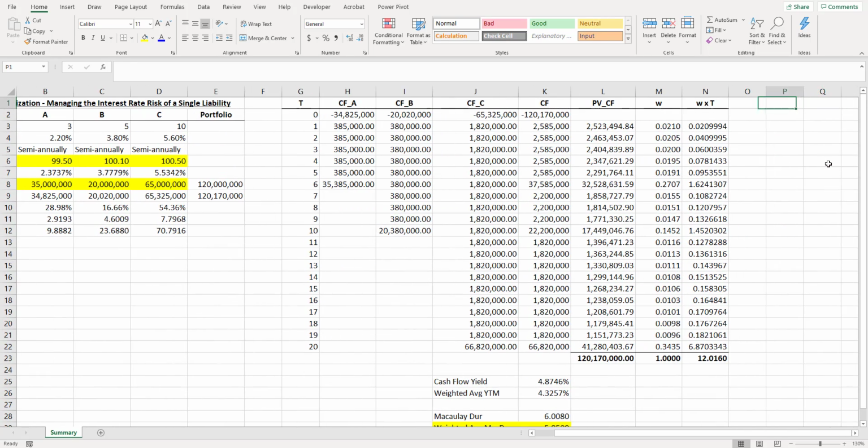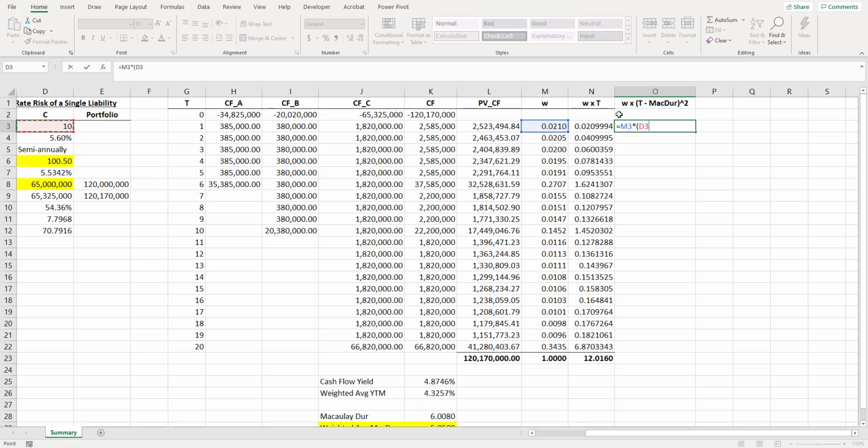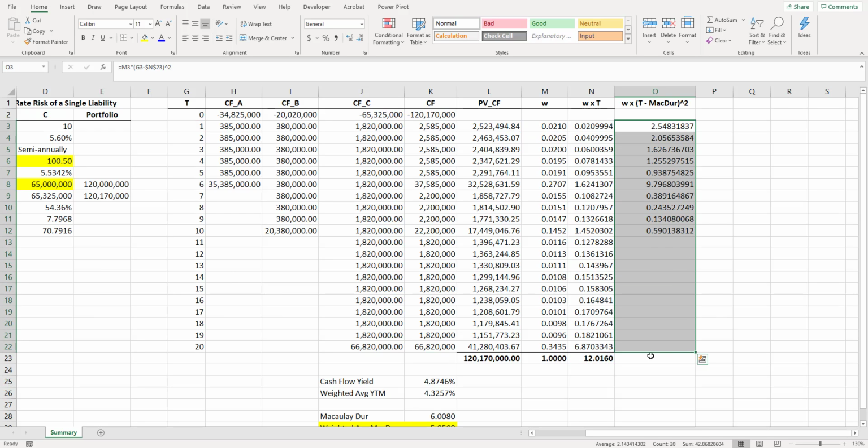Okay, so the next thing I want to introduce here is dispersion, which is something like a weighted variance. So how I'm going to calculate it is I'll take the weightage times the t, the time, minus the Macaulay duration. Now, so this is how I'm going to do it. So I'm going to take the weight times the time period. But then when you minus, be careful, I'll take the Macaulay duration in semi-annual periods, because these are still in semi-annual periods. Okay, so I'll lock that in, to the power of 2. Alright, just sum it up.